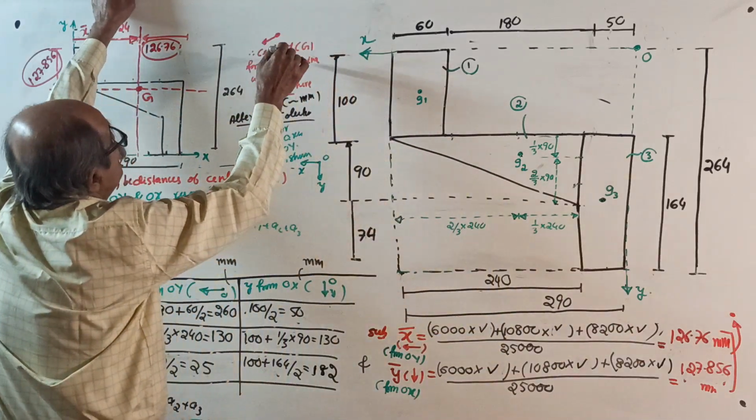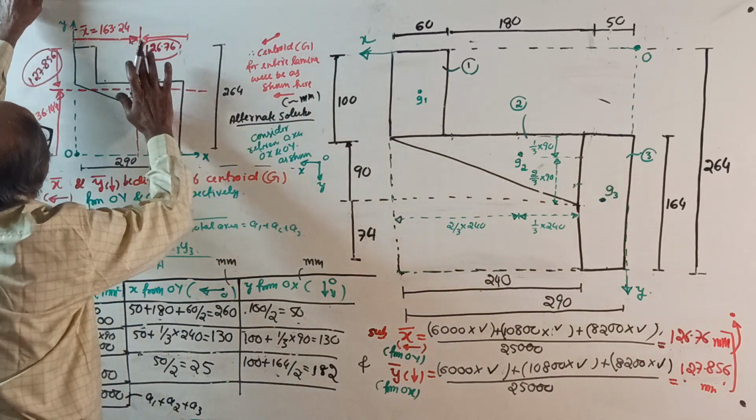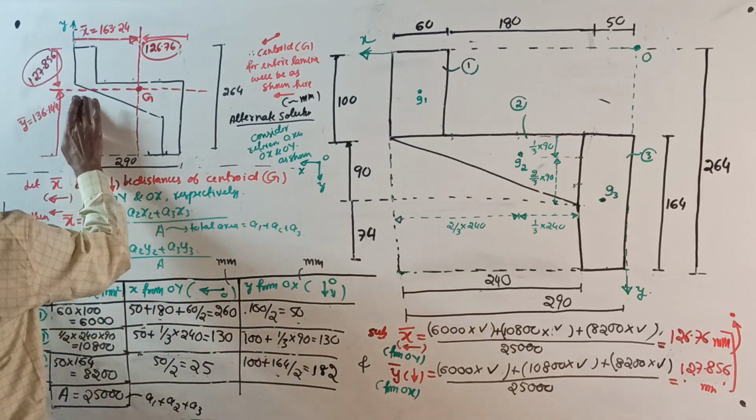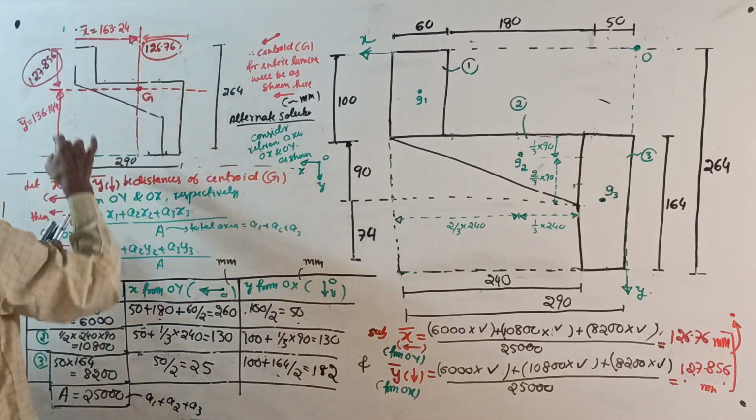Right. Therefore, from there, come here. Centroid G for the entire lamina will be as shown here. See now. Now you should do one thing. When you put this sketch now, you should change it. See, I am changing. You should change it. One more sketch you require.